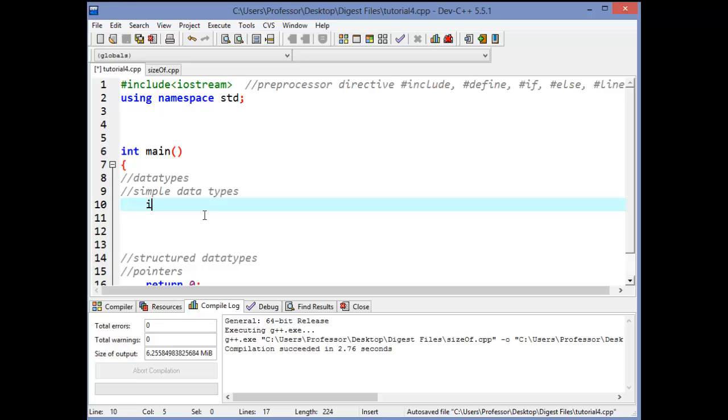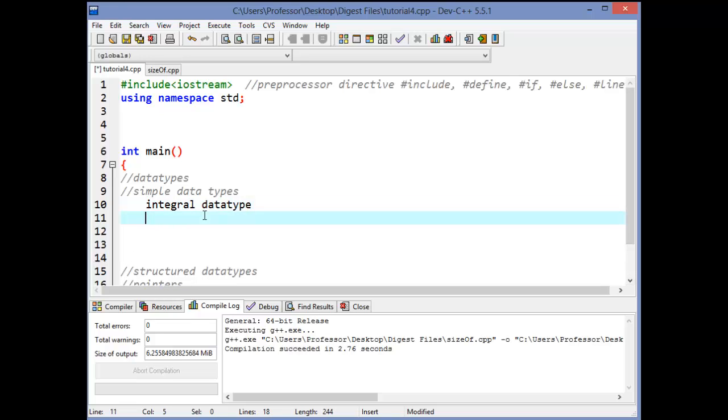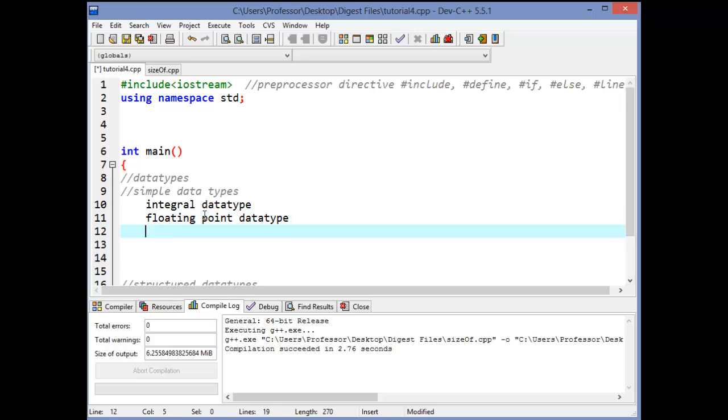We can have the integral data types. We can also have the floating point data type, then finally the enumeration data type, or enum for short. Is that okay?